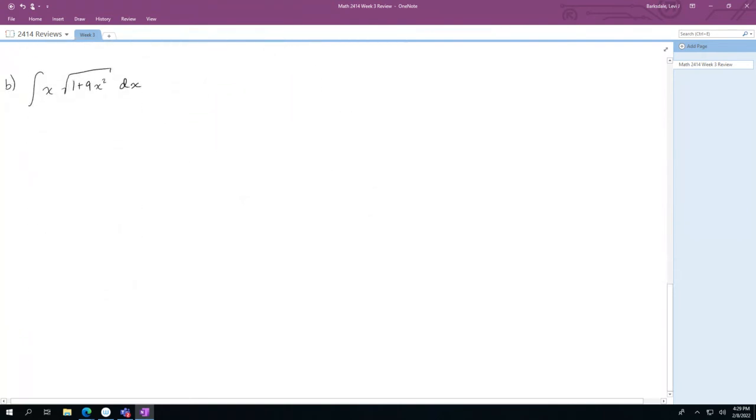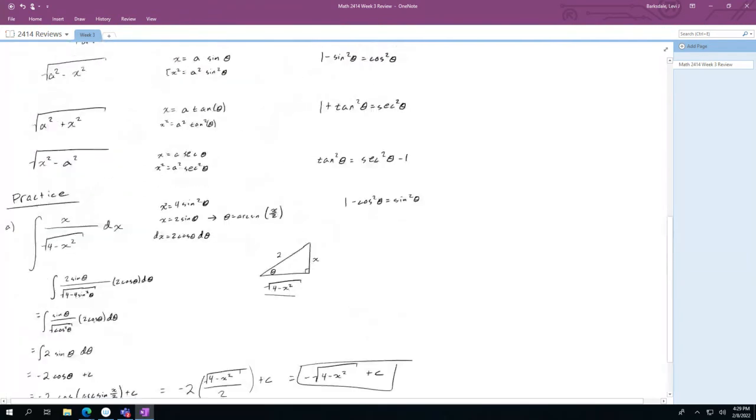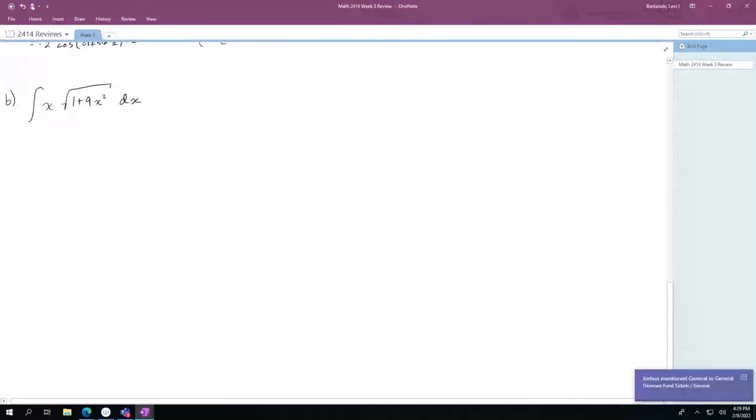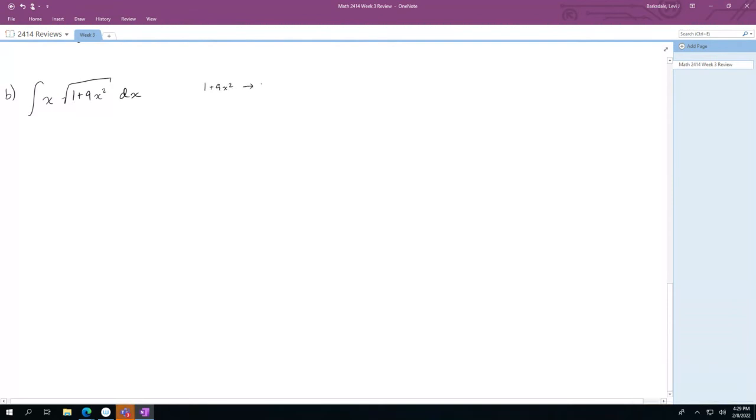All right, let's look at the second one. The second one, we have 1 plus 9x squared. Now that most closely matches the second shape here. So we're trying to make the substitution 1 plus tangent squared theta is equal to secant squared theta. So if we want 1 plus 9x squared to become 1 plus tangent squared theta, well then what that means is this 9x squared should be equal to tangent squared theta.